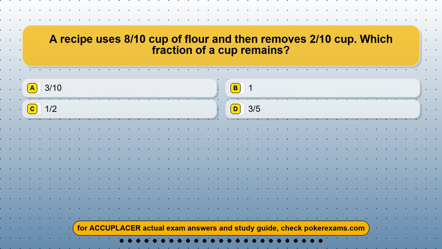Question 10. A recipe uses 8/10 cup of flour and then removes 2/10 cup. Which fraction of a cup remains? Option A, 3/10, option B, 1, option C, 1/2, option D, 3/5.